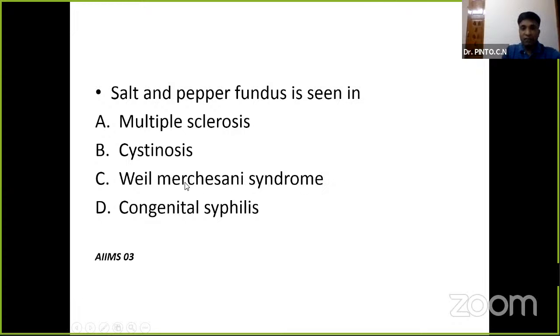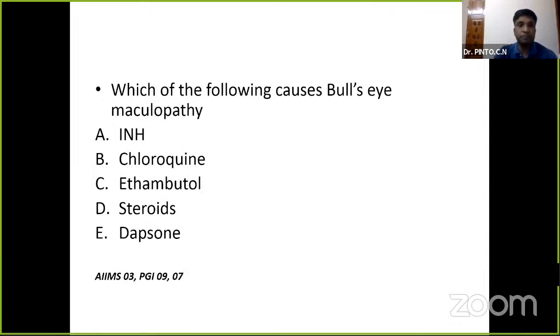Along with that, in Weil-Marchesani, you will have microspherophakia. What do you mean by microspherophakia? Microspherophakia means the lens will be small. Because it's very small, it becomes like a sphere. Okay, that is microspherophakia. Along with that, there will be ectopia lentis, which is seen in Weil-Marchesani syndrome. But in congenital syphilis, you have an interstitial keratitis and you have a salt and pepper retinopathy.